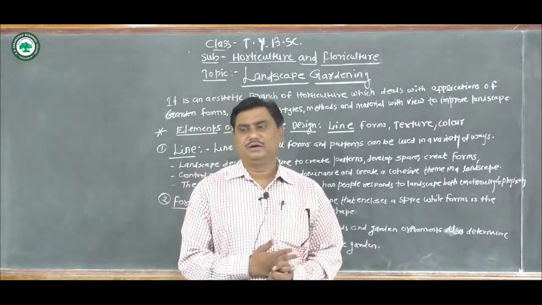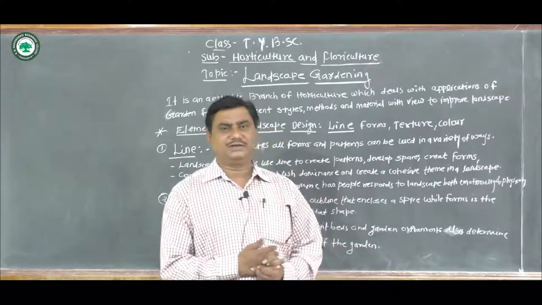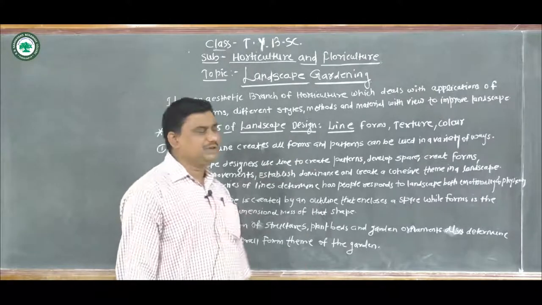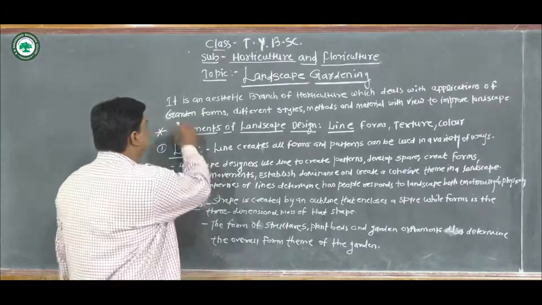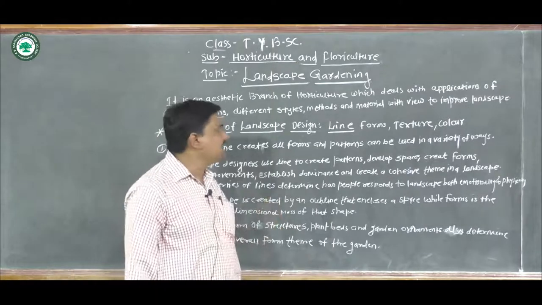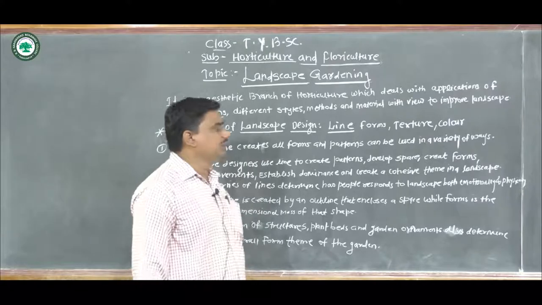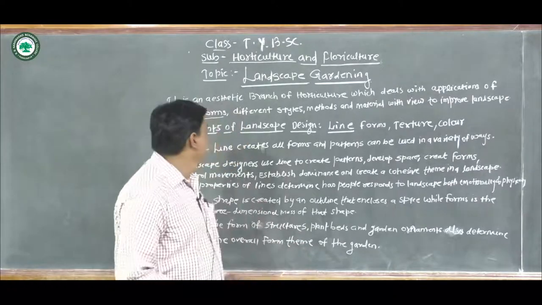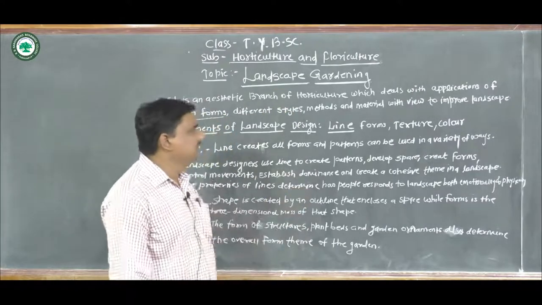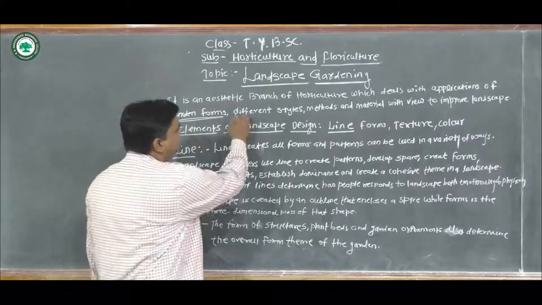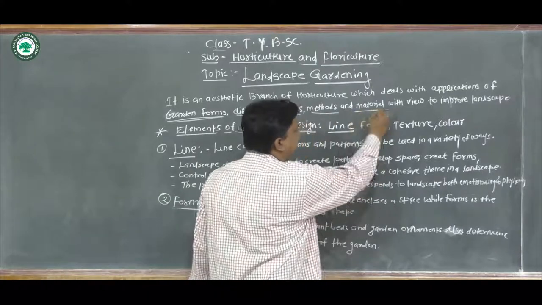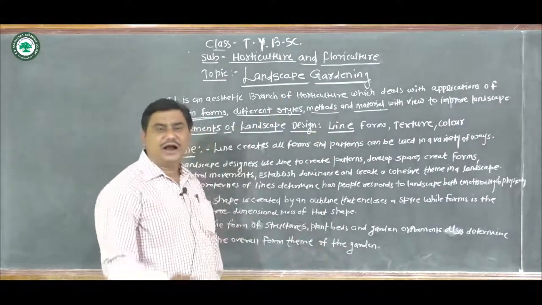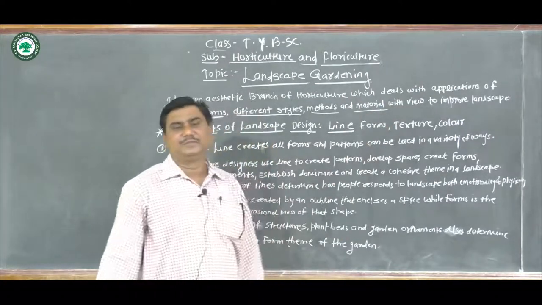So, what is the meaning of landscape gardening? It is an aesthetic branch of horticulture which deals with the application of garden forms, different styles, methods and materials with a view to improve the landscape. Very simply, one can understand landscape gardening this way: application of garden forms, different styles, methods and materials to improve the landscape.